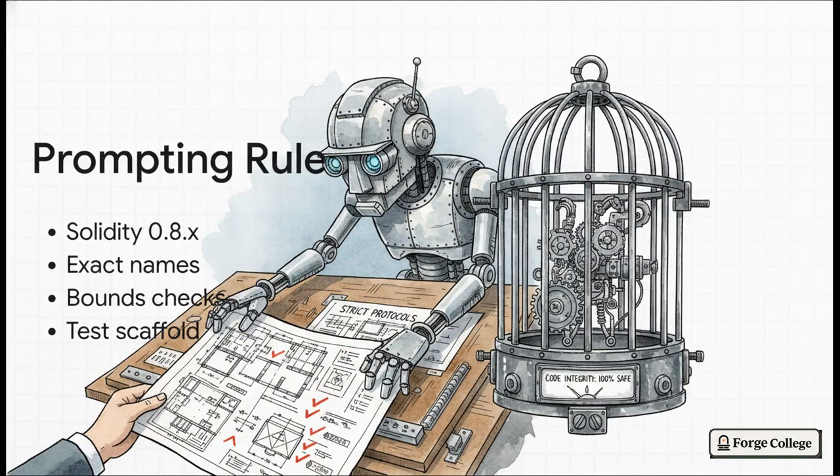force the AI to give you highly testable, deterministic code. Always enforce the Solidity 0.8x version. Tell it exactly what function names you want. Explicitly ask for bounds checks using require statements. And absolutely most importantly, always request a unit test scaffold, like a Hardhat test, so you can instantly verify that your swap and pop logic is actually safe.